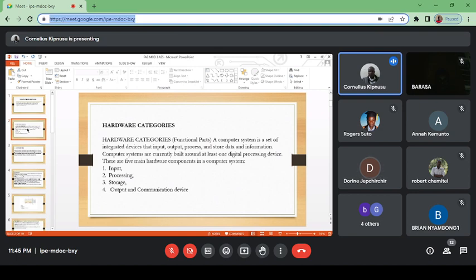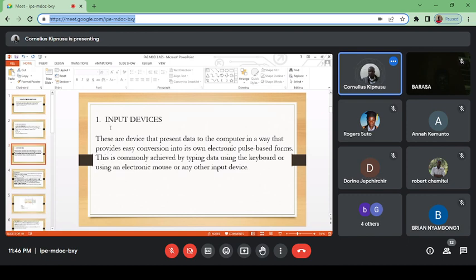Yes. We have said we have got the input, processing, storage, and output plus the communication devices. We shall go to another slide where we are talking about the input device. And today we shall be majorly studying the input devices.